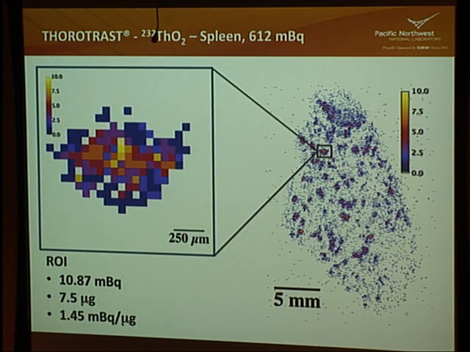And again, here's a magnified region of that spleen. With this iQID camera, we're able to estimate the activity down to 10 millibecquerels. And from this, the next phase will be to estimate what the dose is to these regions at very high spatial resolution, approaching cellular level.